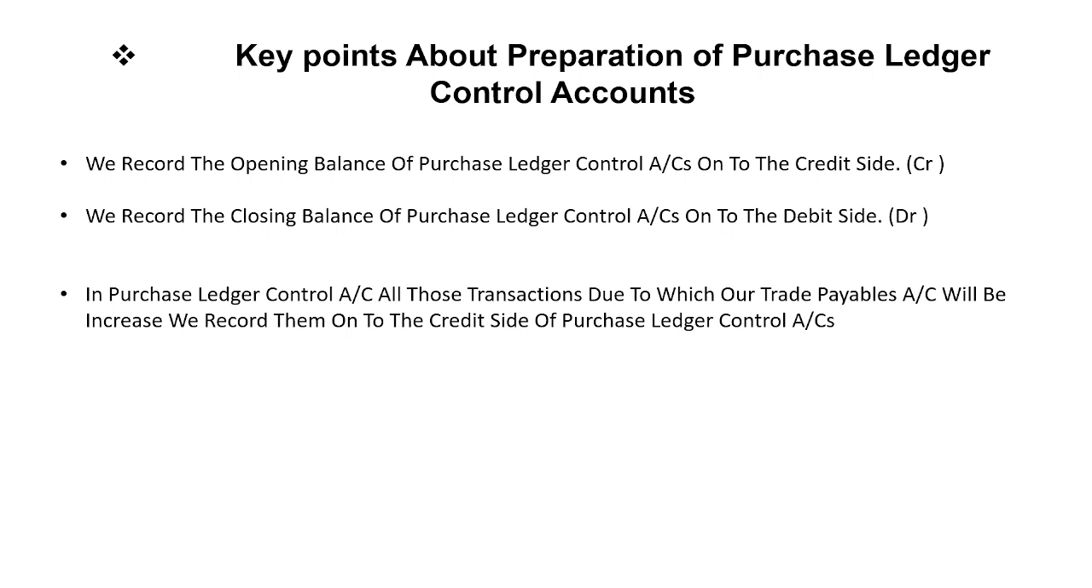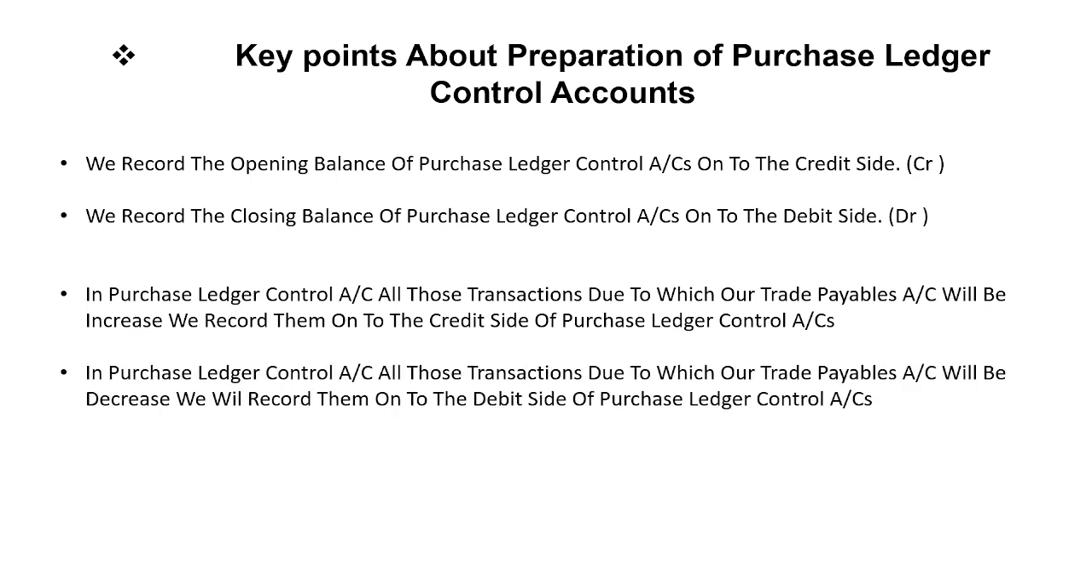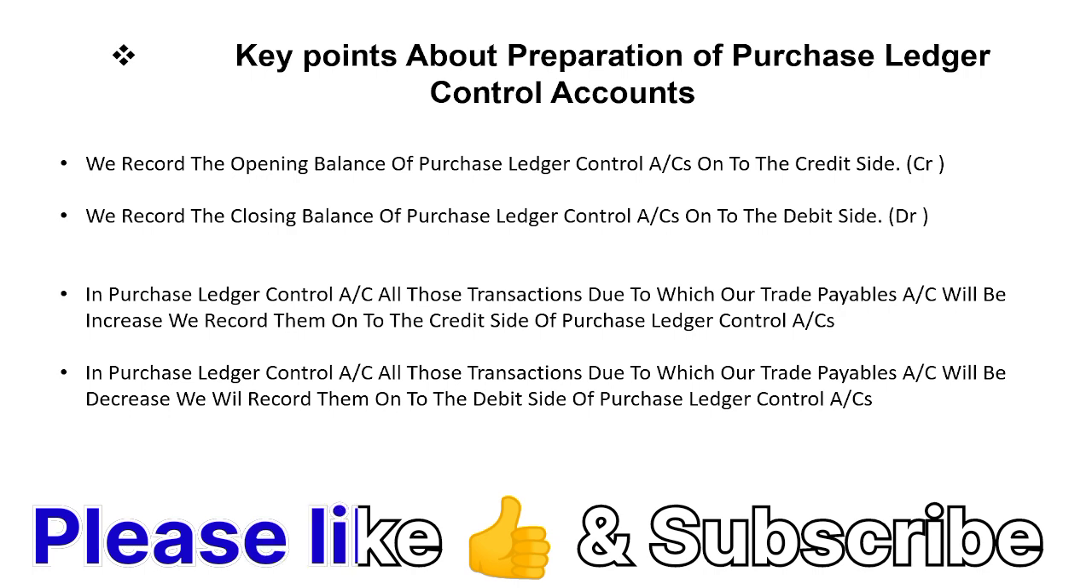The next point is that in the purchase ledger control account, all those transactions due to which our trade payables account will be increased, we record on the credit side of the purchase ledger control account. And all those transactions due to which our trade payables account will be decreased, we record on the debit side of the purchase ledger control account.